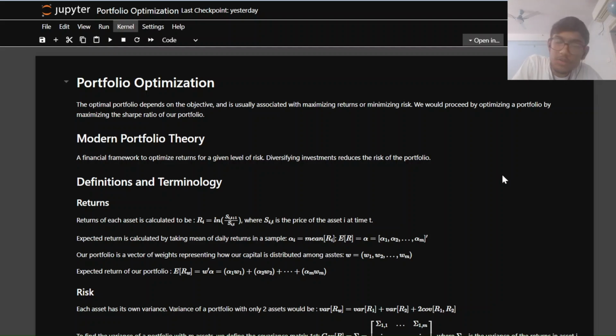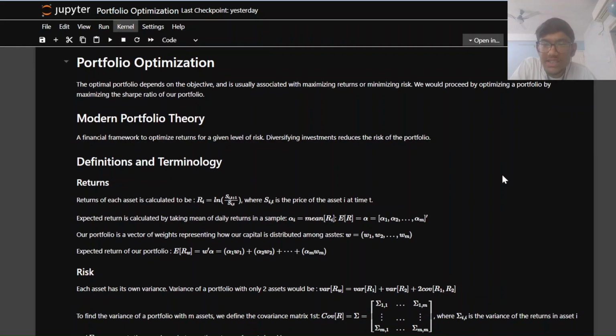Hello all. In this video, we'll be discussing portfolio optimization. Now, there are many ways one could optimize a portfolio, and in this video, we'll be discussing how to optimize your portfolio by maximizing the Sharpe ratio. So, we'll be going over a concept called modern portfolio theory, or MPT, which basically optimizes returns for a given level of risk that you want.